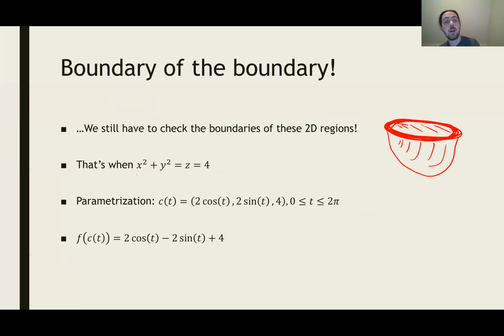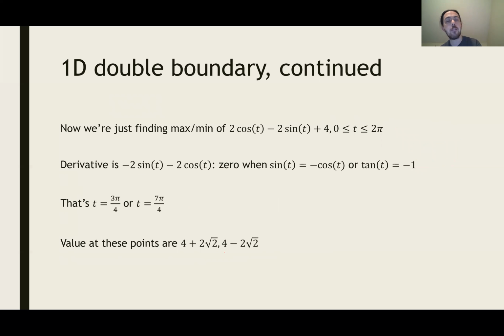So when x squared plus y squared equals 4 and z equals 4, we can parameterize that. Like I said, it's a circle of radius 2 inside the plane z equals 4. So here's a parameterization. C of t is 2 cos t, 2 sine t, 4. And we can plug that into our function. We get 2 cos t minus 2 sine t plus 4. And we find the maximum and minimum of that. Here's its derivative, minus 2 sine of t minus 2 cos of t.